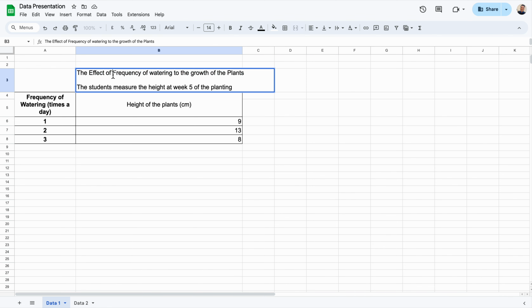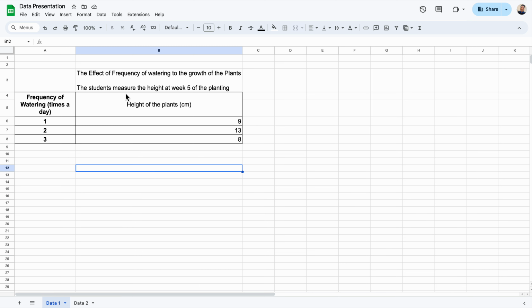If you answered frequency of watering, that's the correct answer, because we make variations of this watering frequency: one time a day, two times a day, three times a day, and we want to know the effect of this frequency of watering on the growth of the plant. So the growth of the plants will be the dependent variable.